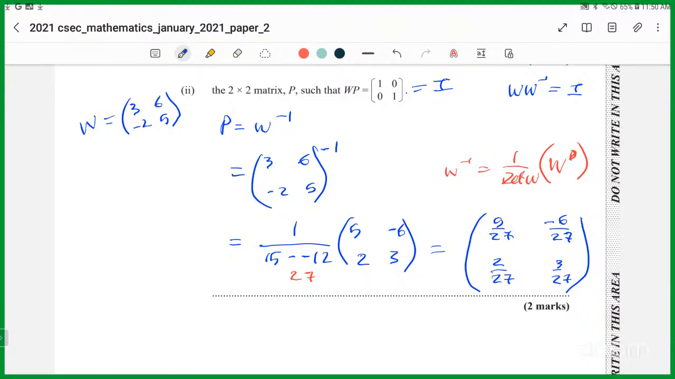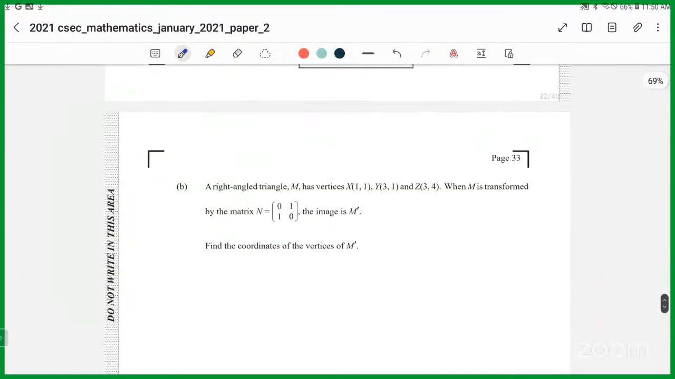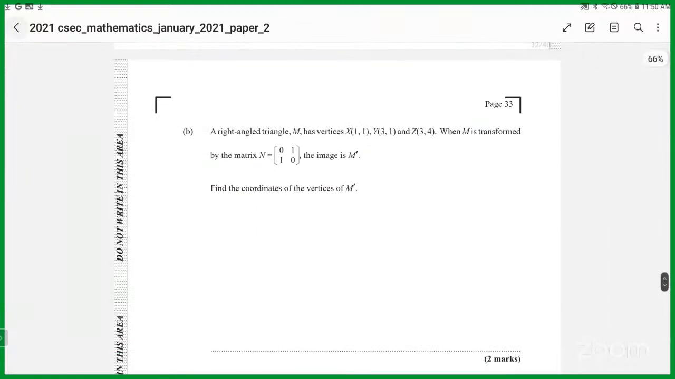Okay with that? Good? Yes, sir. Down here is transformation, guys, right? So we're going to deal with this starting tomorrow, transformation. But that finishes that paper, 2021.